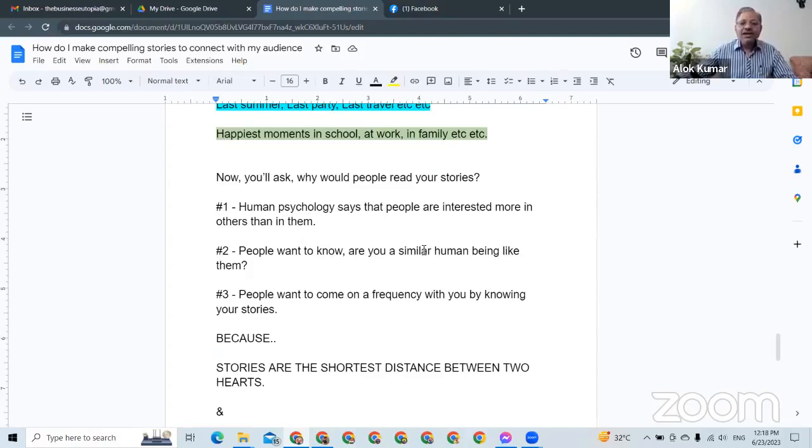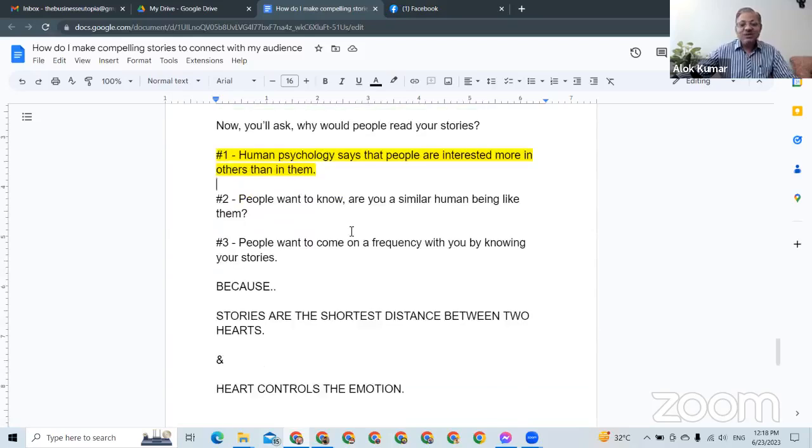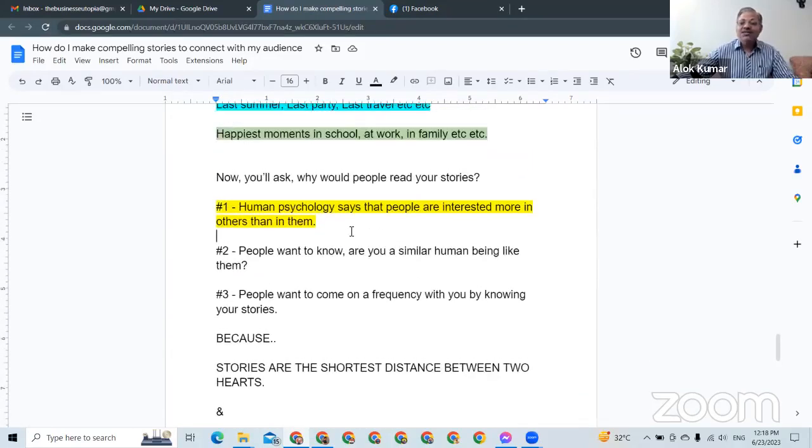Because the neuroscientists have proved, and this is not what I'm saying, the psychology says, people who are students of psychology can definitely vouch for it, that human psychology says that people are interested more in others than in themselves. Isn't it very interesting? People want to know more about what's happening next door. What's happening in their own life, they're least bothered about it, right?